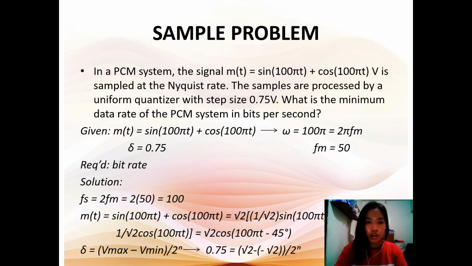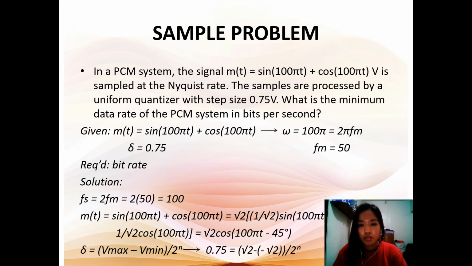So for the second problem, in a PCM system, the signal m of t is sampled at the Nyquist rate. The samples are processed by a uniform quantizer with step size 0.75 volts. What is the minimum data rate of the PCM system in bits per second? So again, we are asked what is the bit rate for this problem. And we are given a signal in this form. And we are also given the resolution, or the delta, which is 0.75 volts.